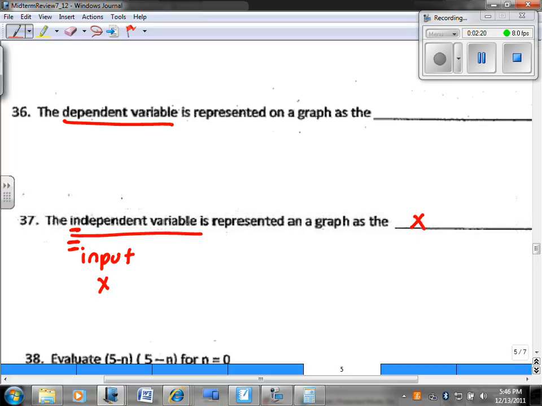And if our independent variable is our input, then that means our dependent variable is our output. And this makes sense. Our independent variable, you put it in. You decide what it is. Dependent variable depends on what you put in. That's our output. Our output is our y.